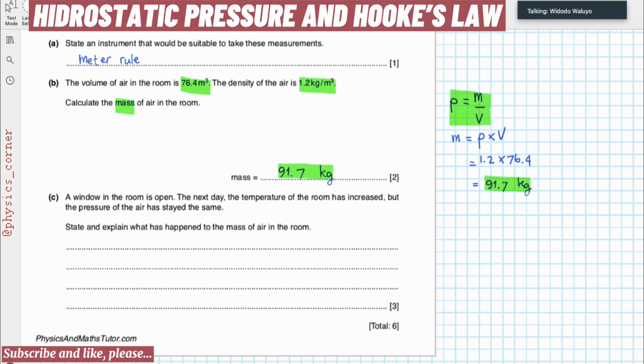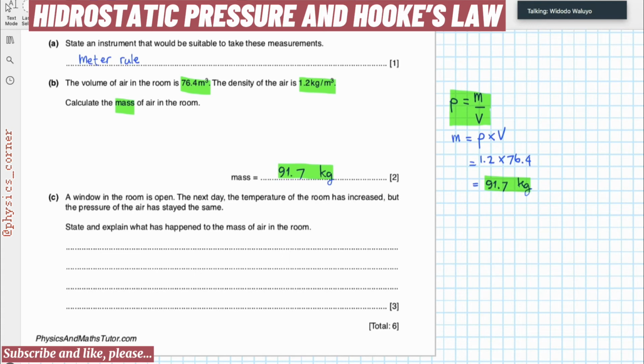Okay, now, a window in the room is open. The next day, the temperature of the room has increased, but the pressure of the air has stayed the same. State and explain what happened to the mass of the air in the room.